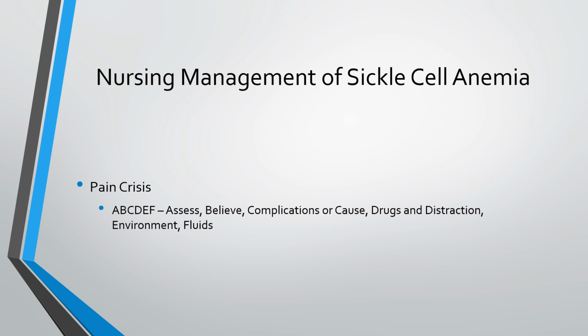So nursing management: hydration, oxygenation, and pain relief. If our patient is in a pain crisis, we're going to go through the A, B, C, D, E, F, and we're going to assess using a pain scale. We're going to be consistent with that pain scale that we used. We're going to believe what the patient is reporting. If there's any complications, we have to investigate those complications or the causes of our pain.